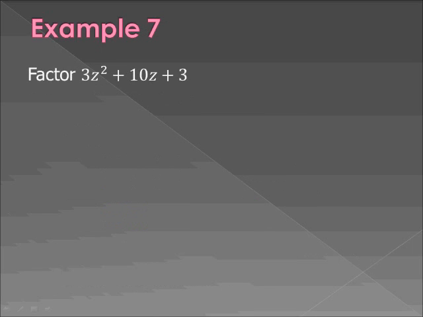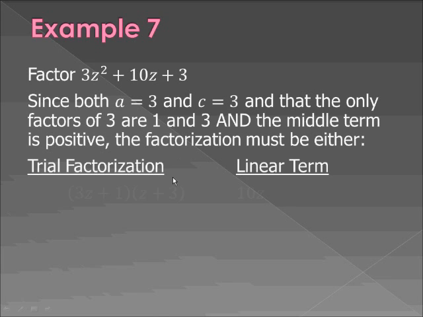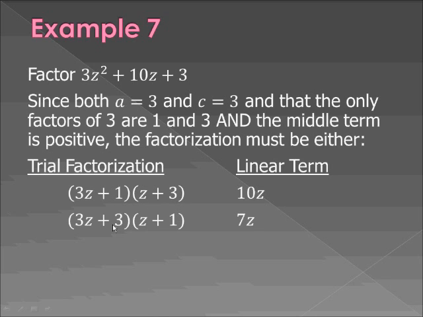Example 7, factor 3z squared plus 10z plus 3. So again, you can do a trial factorization. And again, this is the way I recommend it. You just don't always have to write out all the work because it's kind of a pain. So you know that a is 3 and c is 3. So the only factors of 3 are 1 and 3. And since the middle term is positive, the factorization has to be either 3z plus 1 times z plus 3, or 3z plus 3 times z plus 1.